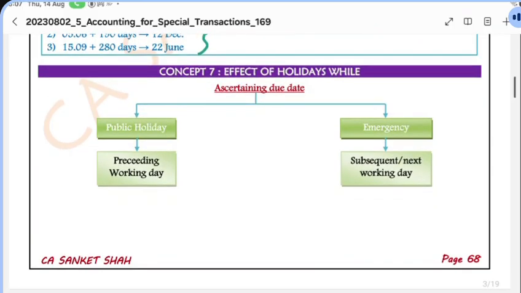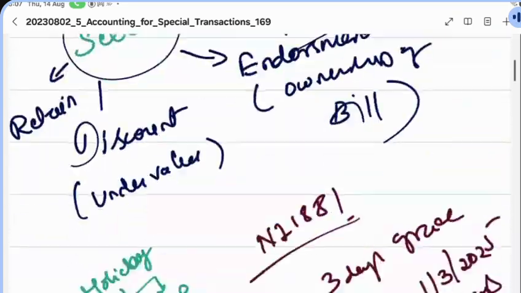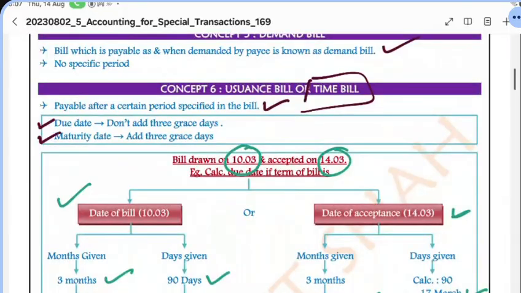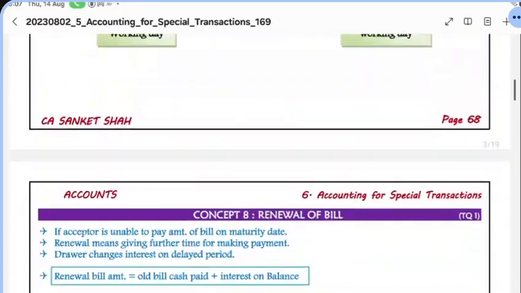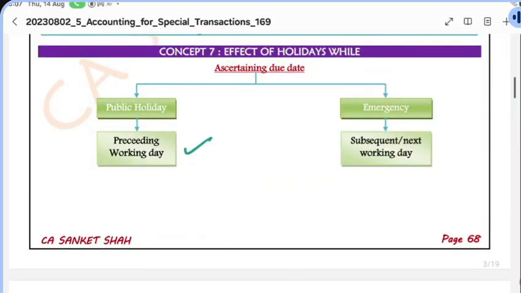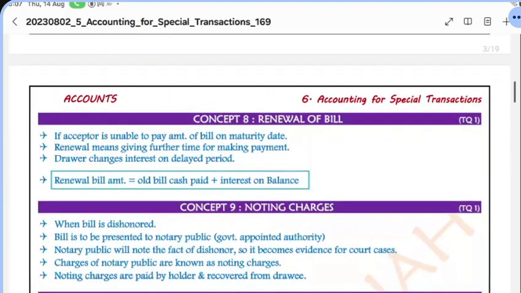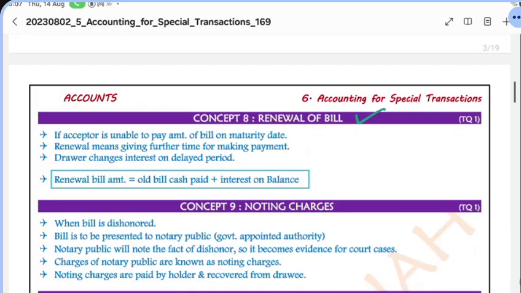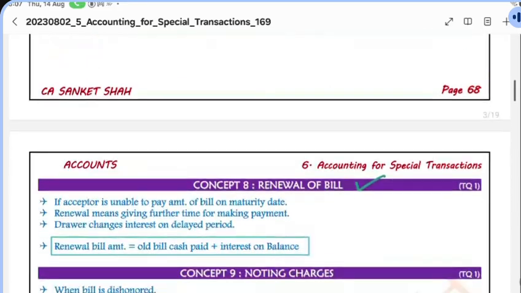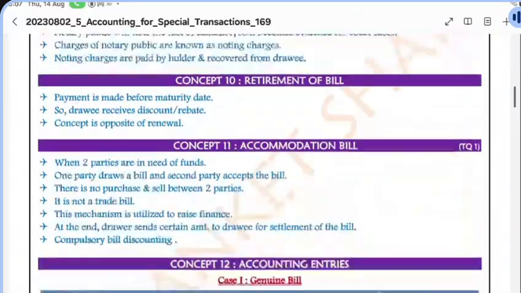Then the effect of holiday while ascertaining the due date. Public holiday. Wait, public holiday preceding working day. Emergency, subsequent or next working day. Clear? Now we discussed this already. Next is renewal of bill. ಈ concept ಬೇರೆ ಅದರಿ ಸ್ವಲ್ಪ. I don't know whether to explain it now or later.